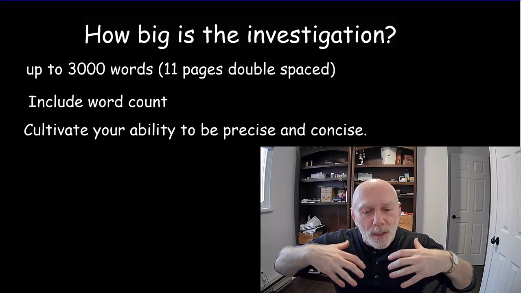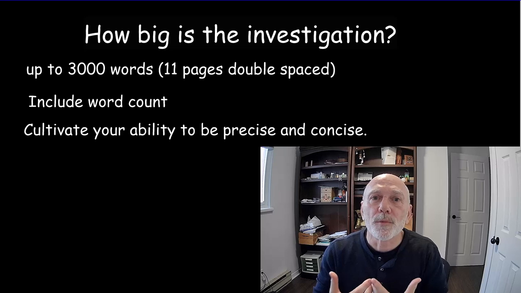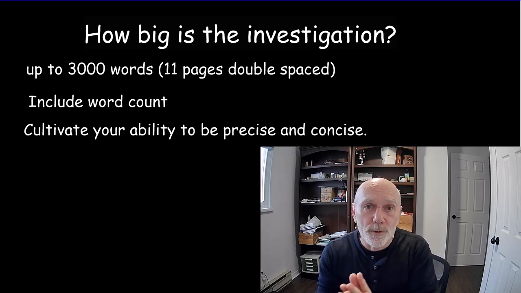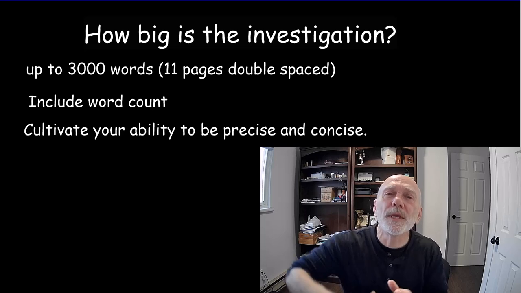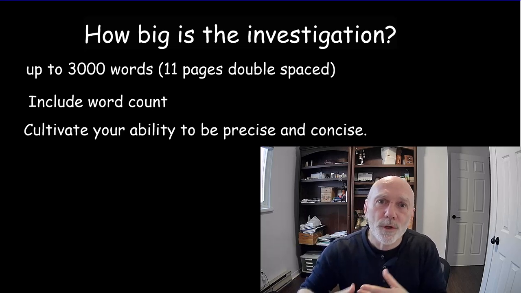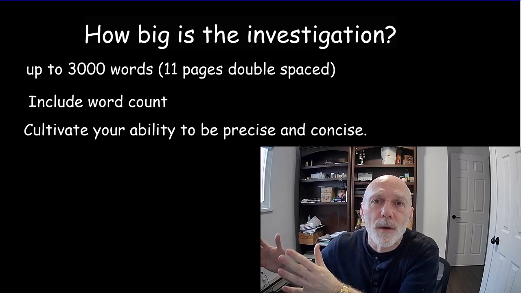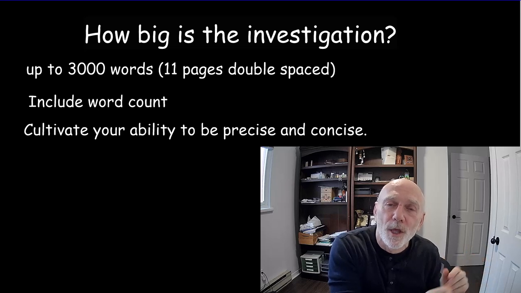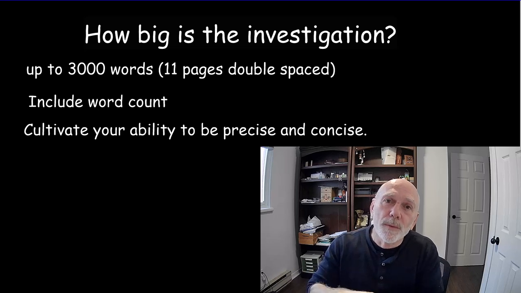Something you'd like to cultivate here would be your ability to be precise and concise. So be precise. Use the right words in the right situation. Use your scientific terms, etc. And then be concise. The worst type of IA is one that used 3,000 words, but everything that was said could have been done in 500 words. You don't get extra marks for extra words.